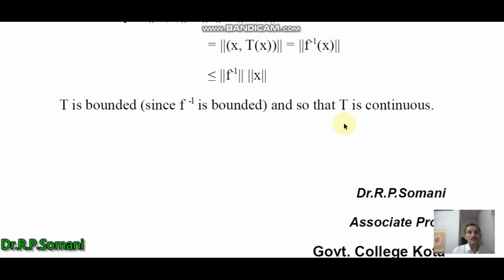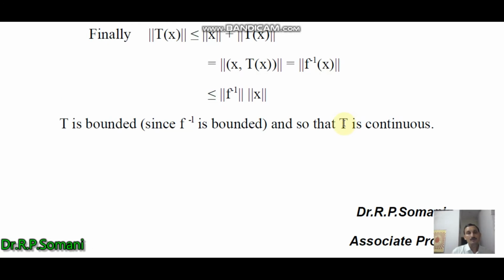So in today's lecture, in the first part we have described the projection and idempotent operator, which has some properties, and in the second part we have discussed the graph of a linear mapping, how it is closed, and an important theorem, the closed graph theorem.